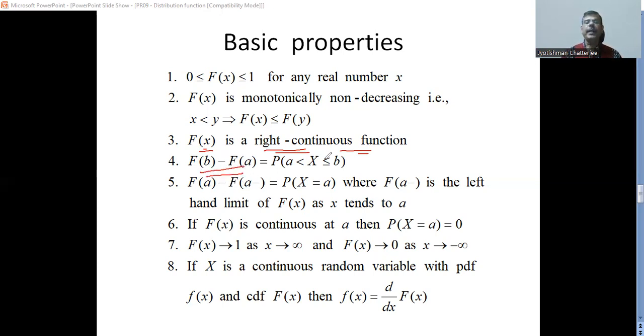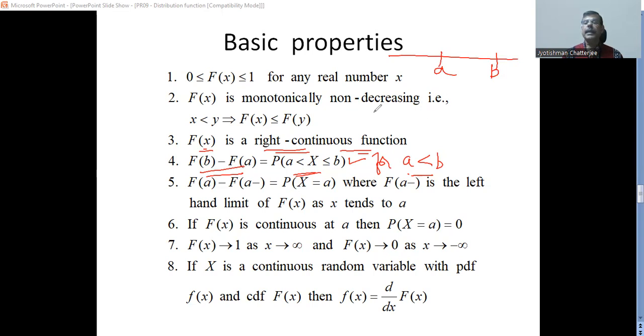F b minus F a is given by this thing. Why is it so? By the way, here I should have mentioned, if there are two numbers A and B, A is less than B, in that case, this thing happens. I forgot to mention that. Please take a note. Here is A, here is B.